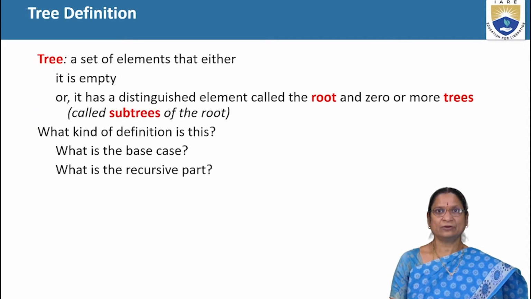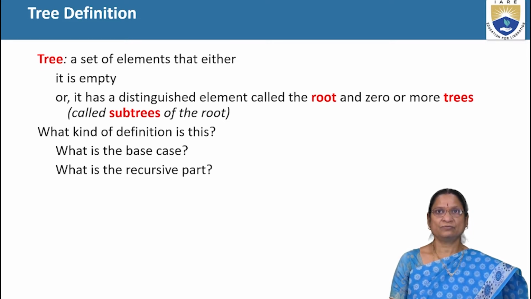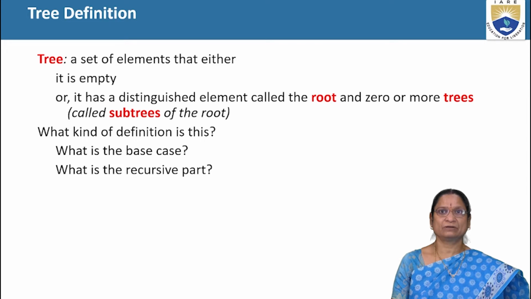A tree comes under the non-linear data structures. It is a set of elements that is either empty, or has a distinguished element known as a root and zero or more trees further, which we generally call subtrees of the root. This is considered a recursive definition.